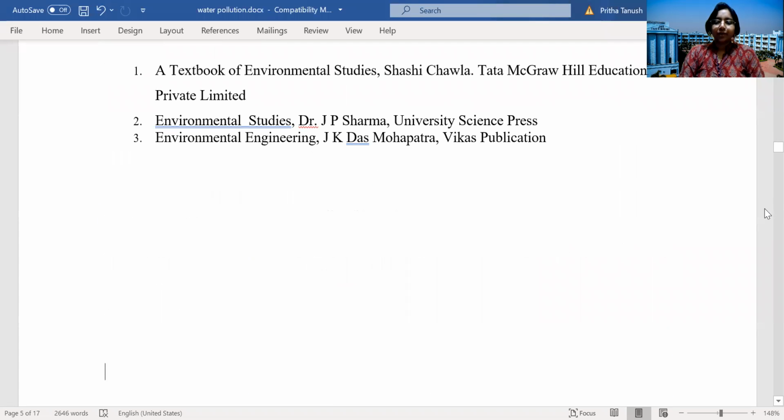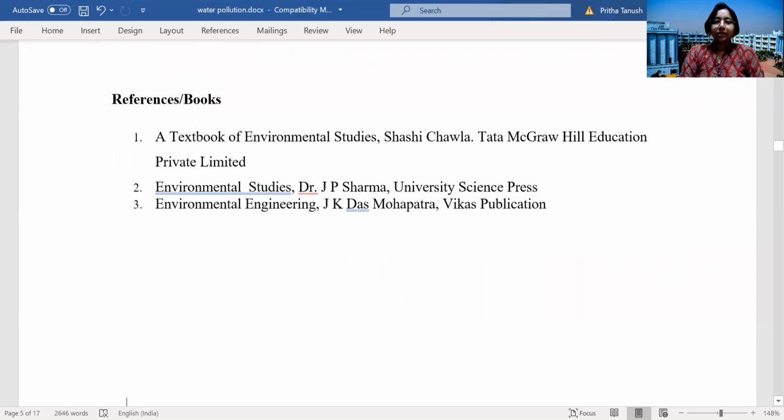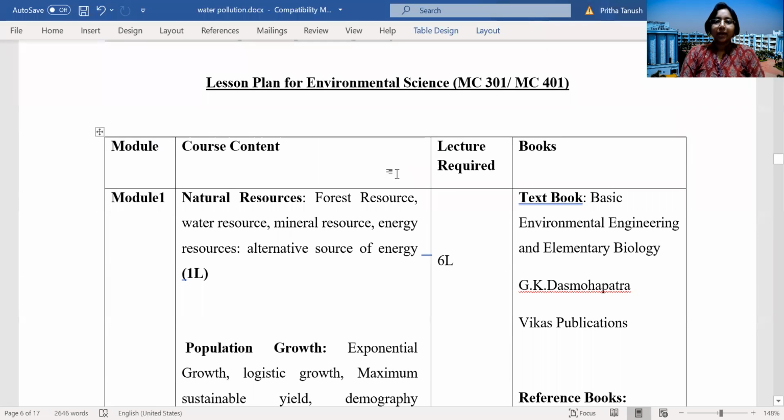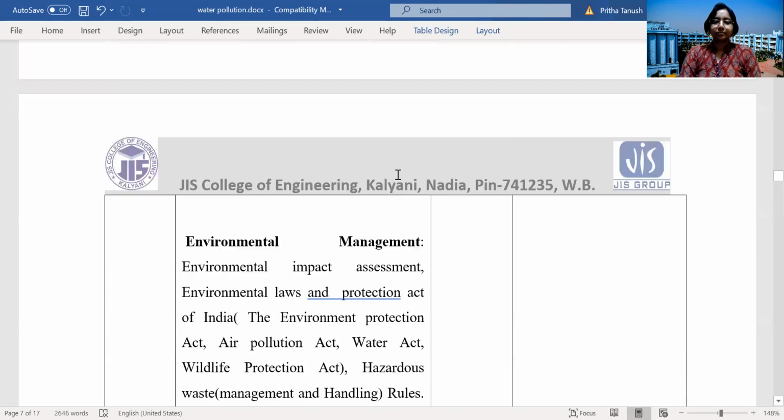And these are the reference books. You can avail these books from our library. Next, the entire lecture plan for environmental science is given here. That is the day-wise lecture plan. That means which portion will be covered on which day is written here.